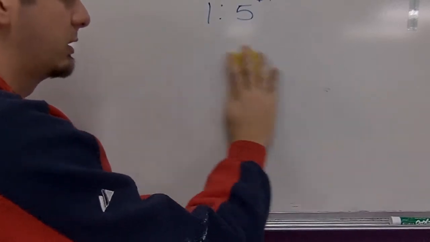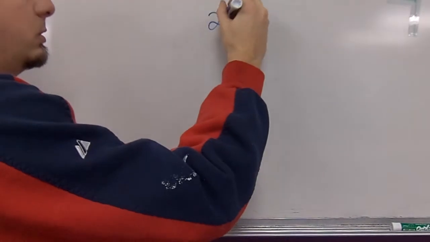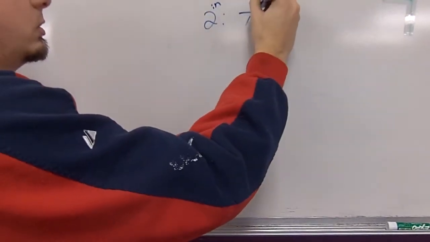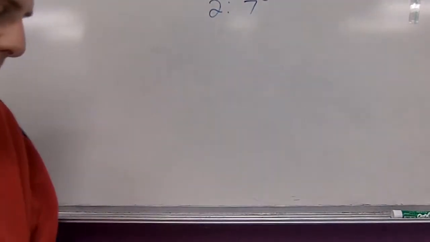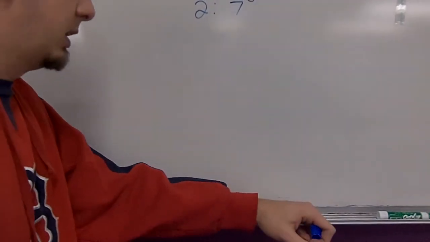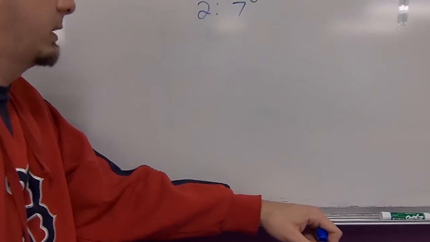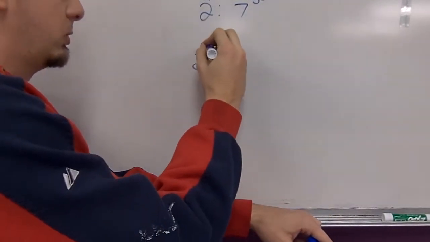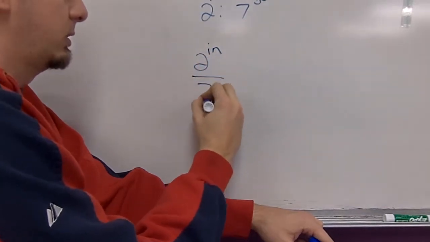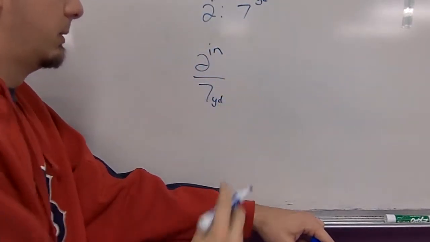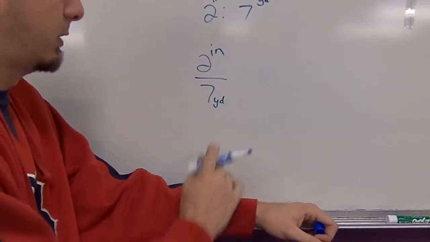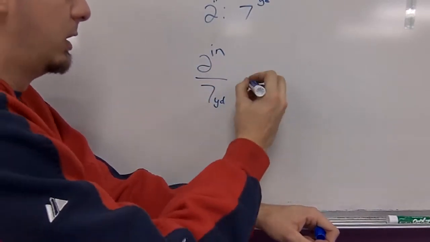I'm going to change the scale factor to a 2 to 7. And this time we can use inches and yards. Let's say that we have a scale factor of 2 to 7. So there's 2 inches represents 7 yards. Let's say the scale model is 2 inches. Every 2 inches is 7 yards on the original.